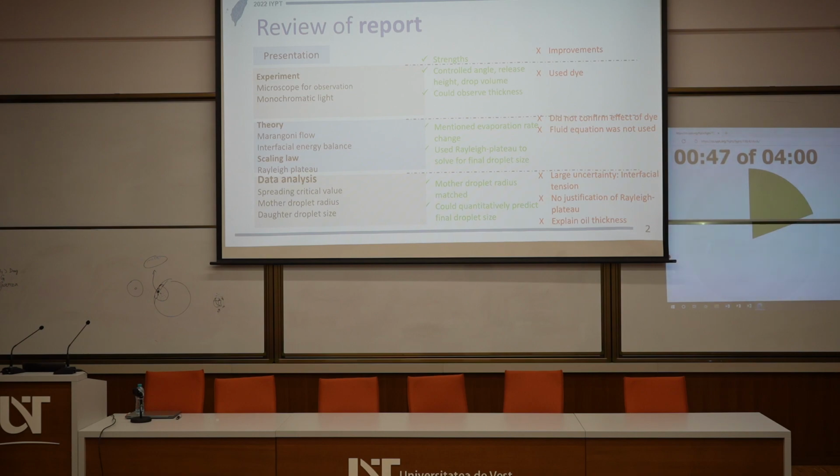And for the theory, they explain the Marangoni flow, and this happens because the thickness of the droplet is different, but the areal evaporation rate is the same. So there will be a surface tension gradient. So there will be flow from the center of the droplet to the edge of the droplet, and they also show us an interfacial energy balance, and they use this to explain that there is a critical concentration for the droplet spread. And they also show us a scaling law, and they improve the scaling law with their analytical solution. And for the size of the final droplets, they use the Rayleigh-Plateau equation.